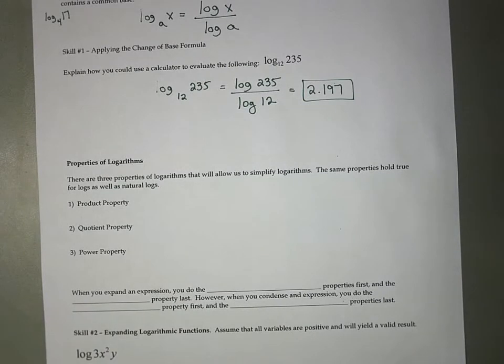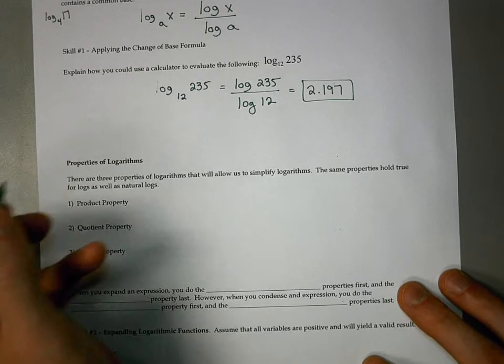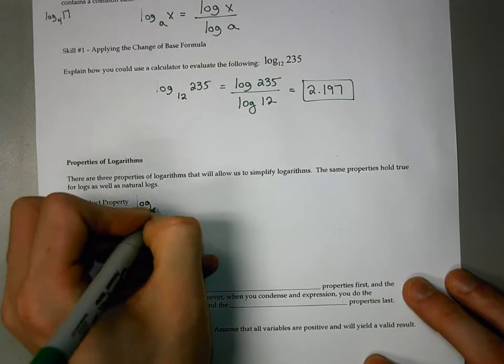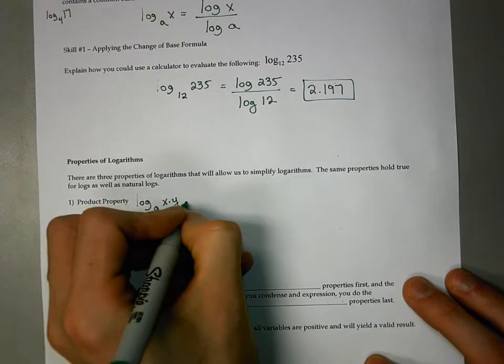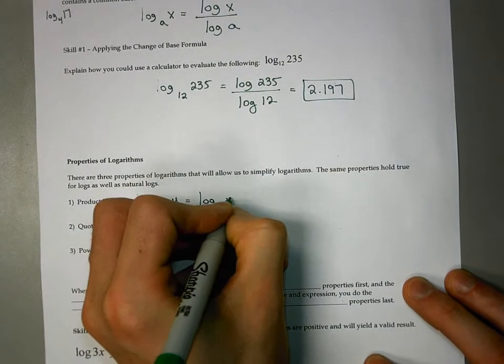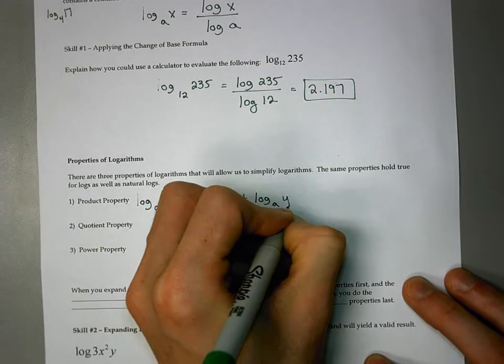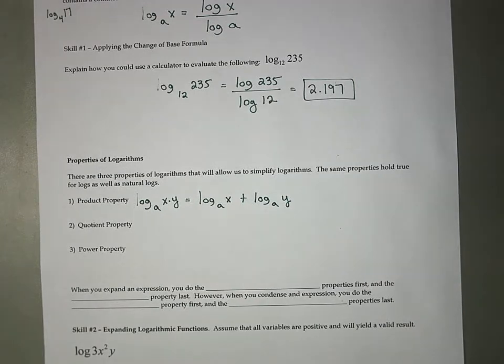The second thing we want to look at today are the properties of logarithms that we use to expand or condense expressions. And today we're not solving for x's or y's or z's, we're just expanding or condensing, which will lead us to be able to solve x's, y's, or z's. So the first thing is the product property. The product property says that if I have log base a of x times y, I can split this into two separate logs, log base a of x plus log base a of y.